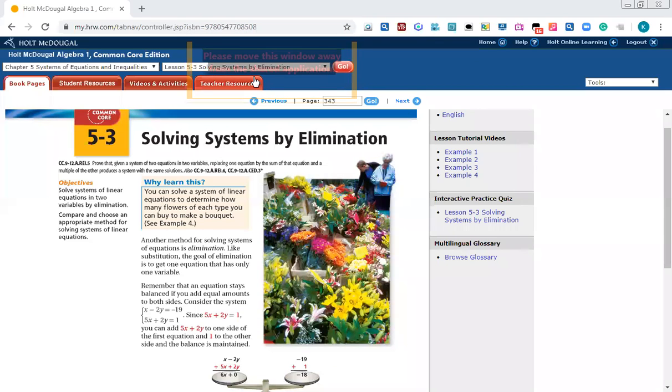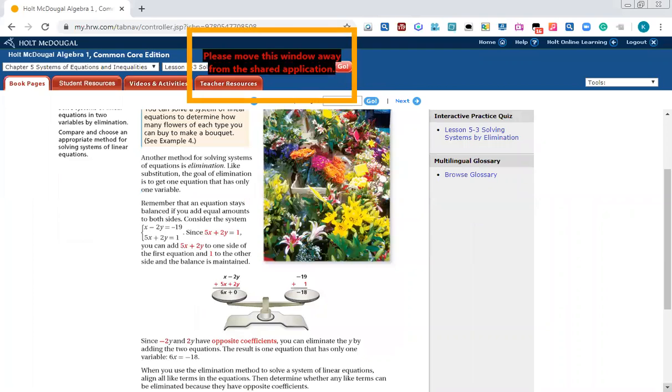Okay, so yalla, let's start. Today we are going to talk about solving systems by elimination. How can we solve a system by elimination?